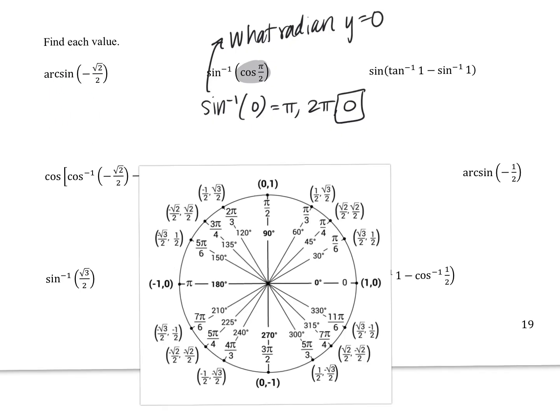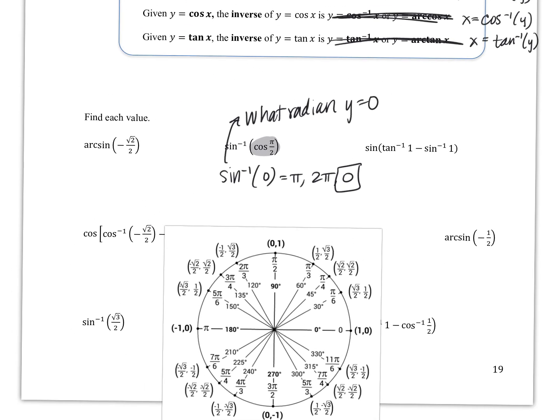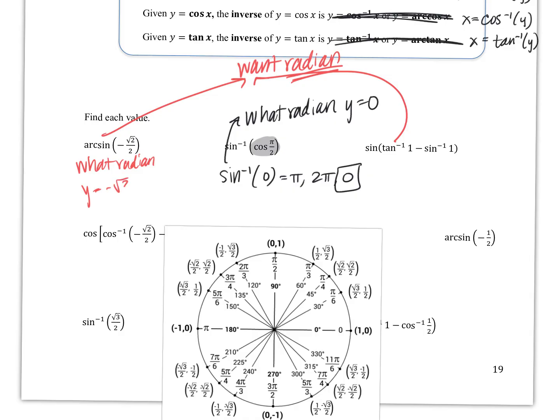Let's go to this guy. I think Caleb brings up a good point. Anytime you see arc, Caleb, or anytime you see inverse, they want the radian. Anytime. Sound good? So let's look at this first one. This is saying, where is the, which coordinate? Arc sine, x or y? The y. Where is the y? What radian is the y equal to negative root 2 over 2?